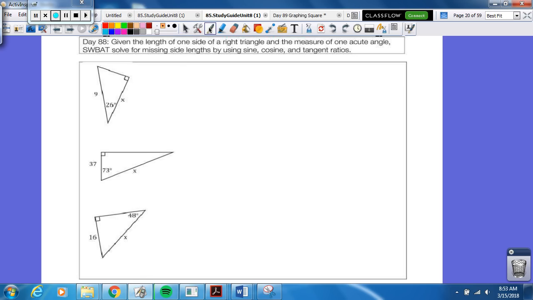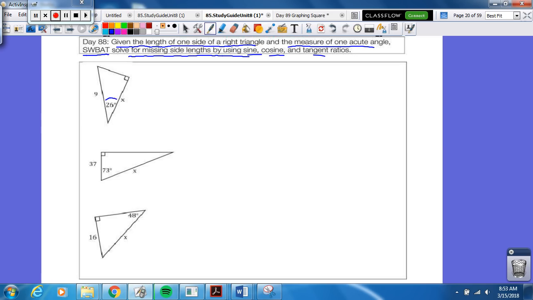Okay, here you go. So, SOHCAHTOA trigonometry continued. Day 88. Given the length of one side of a right triangle and the measure of one acute angle, students will be able to solve for the missing side lengths by using sine, cosine, and tangent ratios. Ooh, okay. So check this out right here.